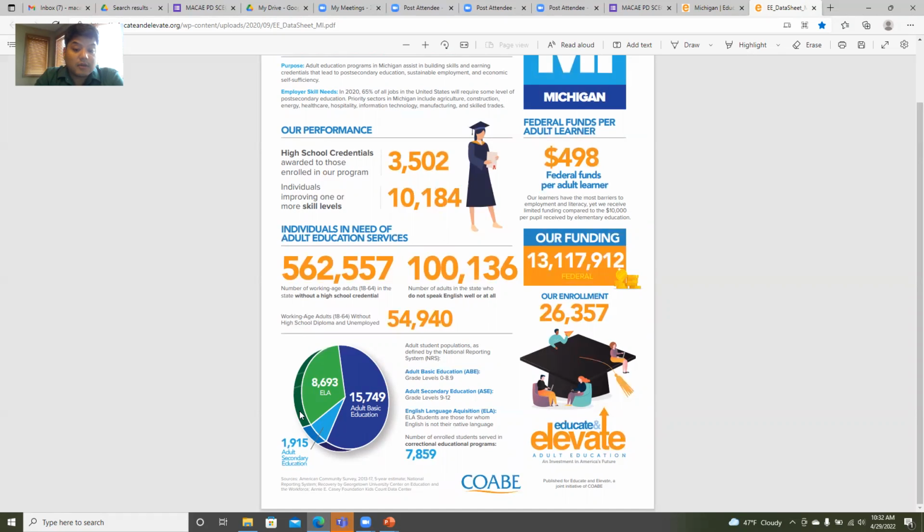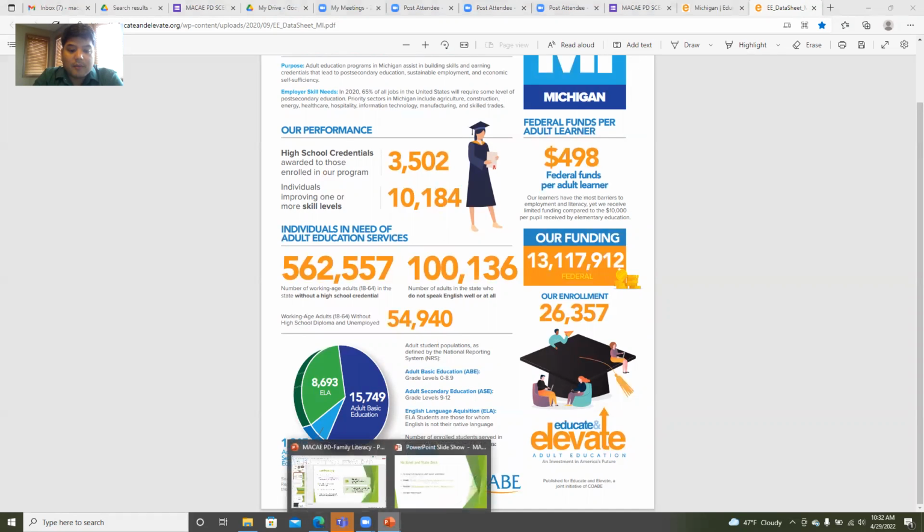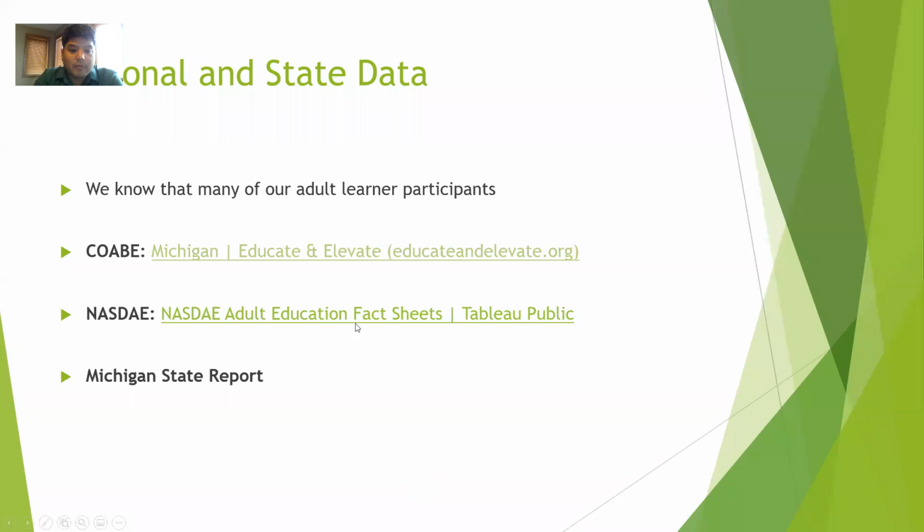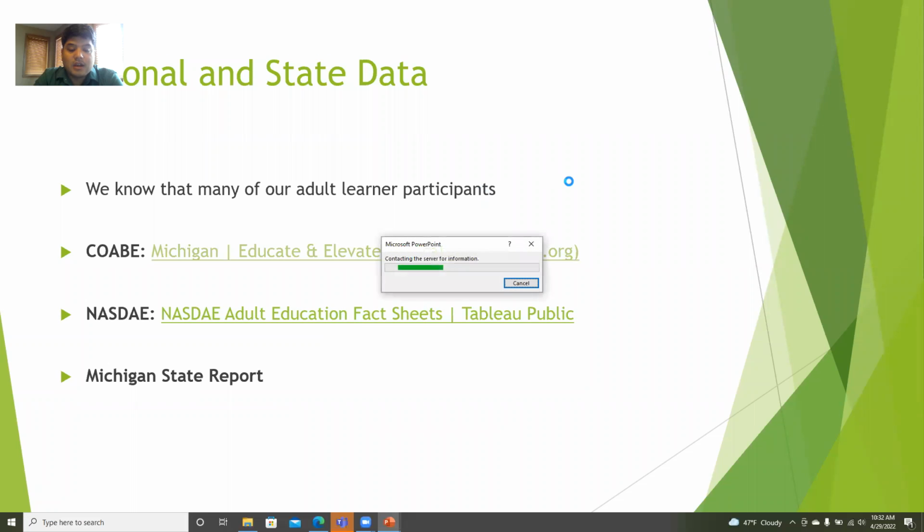And then our English language learners make up about a third of the overall students enrolled in adult education that we serve every year. Just want to again give you that landscape of where our students are coming from, what they have access to, and some of the challenges that they have.